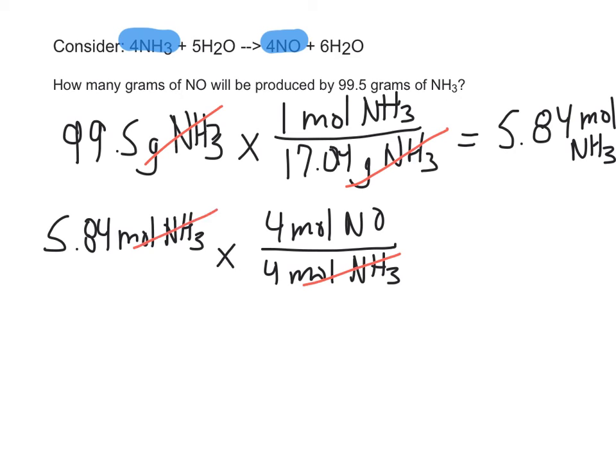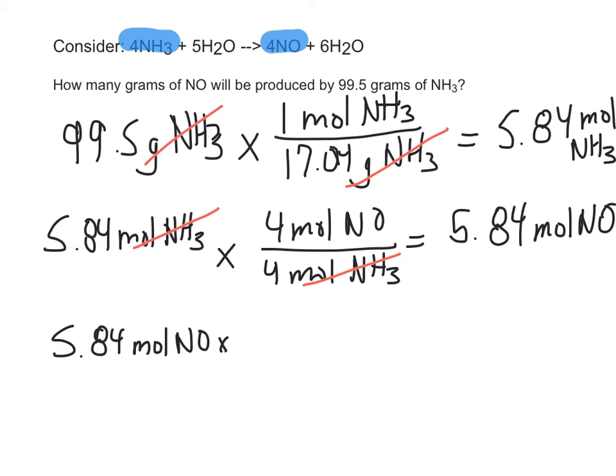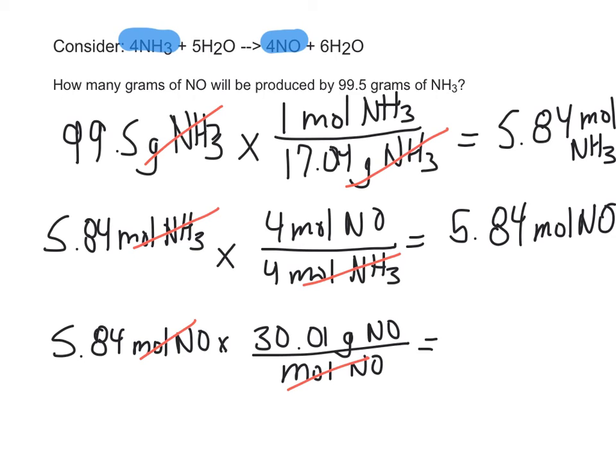We always want to put on the bottom what we're trying to cancel out. And in this case, 4 over 4 is 1. So we're also going to end up with 5.84 moles of NO. But the mass of that NO is going to be different because 5.84 moles of NO times the molar mass of NO, which is 30.01 grams of NO per mole of NO. Cancel, and that's going to leave us with our final answer of 175.23 grams of NO.